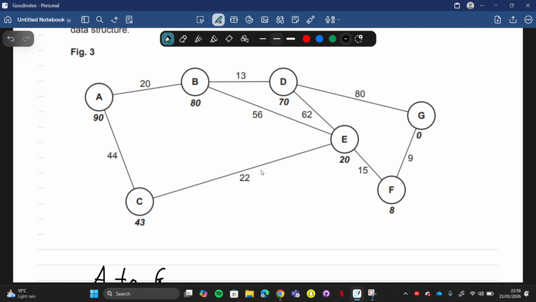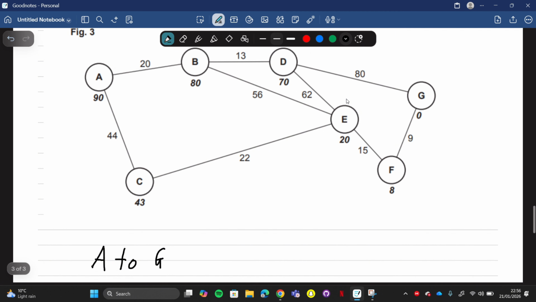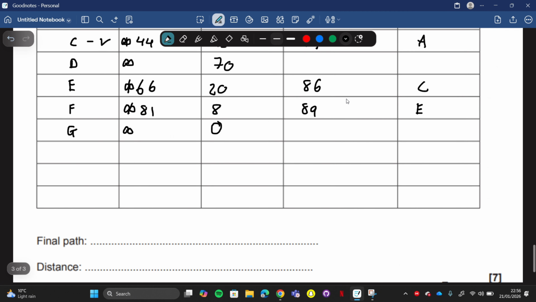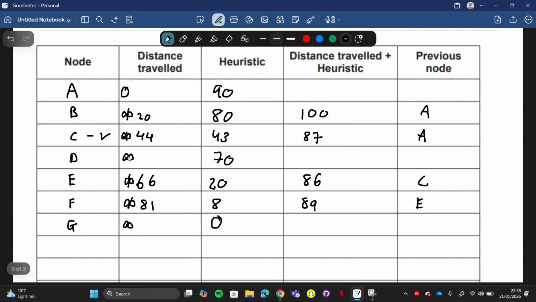To D, it will be whatever the weight of E is, which is 66 plus 62, which is going to be 128. And it doesn't have anything here, so we do that. 128, and it's going to be 198. Previous node E, and E is fully visited, right?